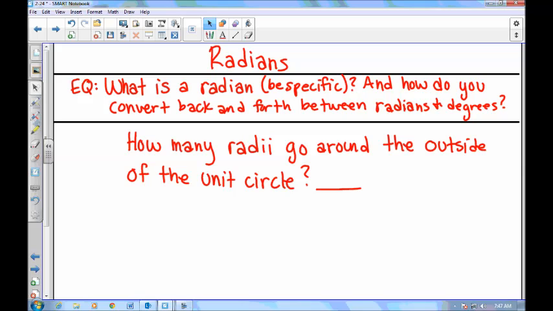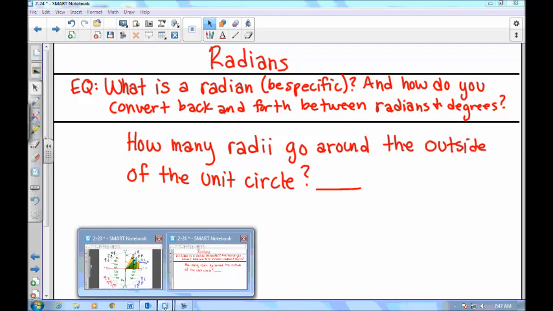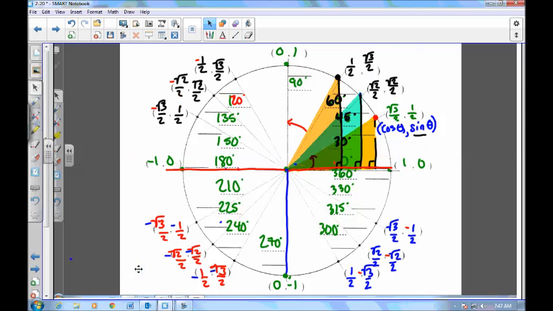So, I've given you a pipe cleaner. I'm going to come back to this unit circle. You should still have your unit circle out on your desk. I've tried to cut your pipe cleaner to the size of a radius, because it is related. So if you measure, it should be pretty close to your radius.